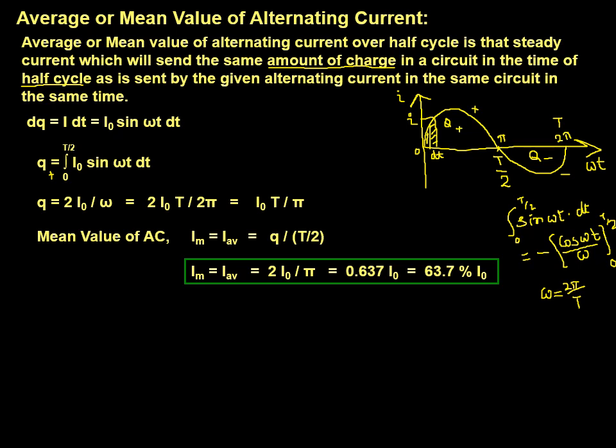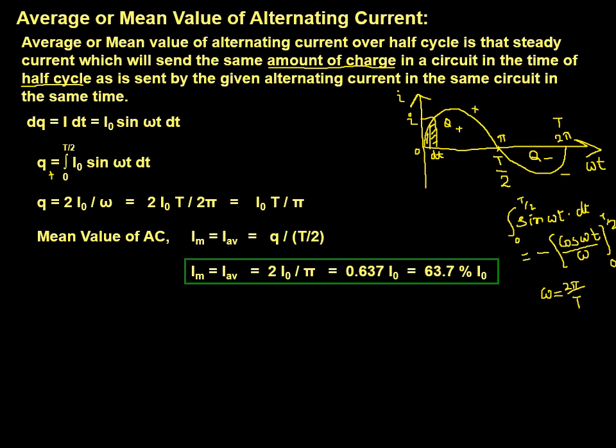Now, why half cycle? You see, Q positive in the positive half cycle would be equal to Q negative in the negative half cycle, and if you take the average over the whole cycle, it will always be equal to 0. So that's why we have taken it over half cycle, 0 to T by 2 or T by 2 to T. You can see if you integrate, Q positive will be the integral from 0 to T by 2 of I naught sine of omega t dt. A little calculation will give Q equal to I naught into T by pi.